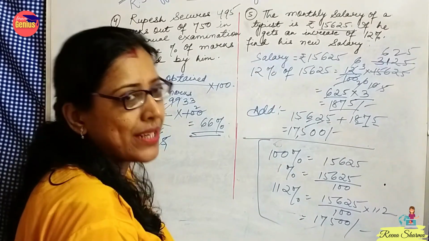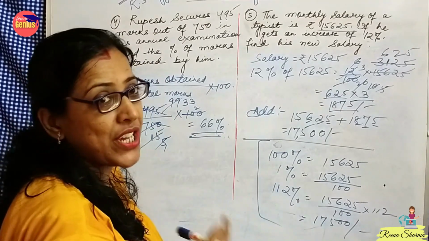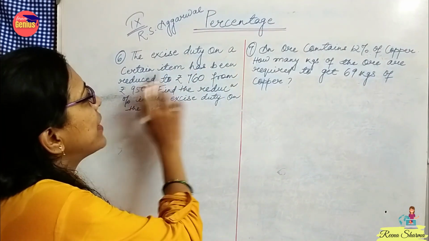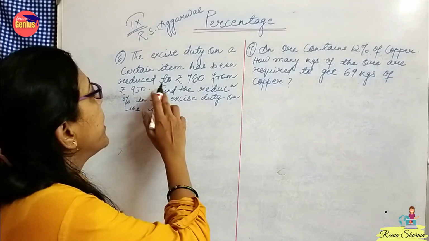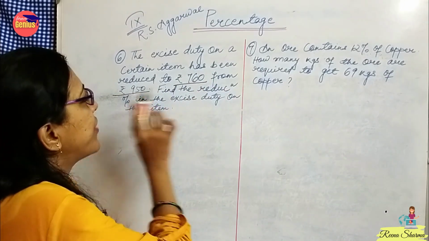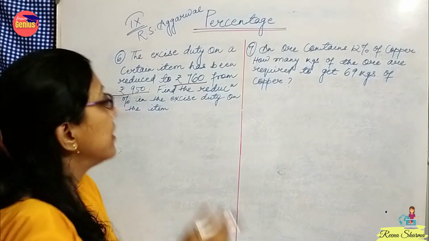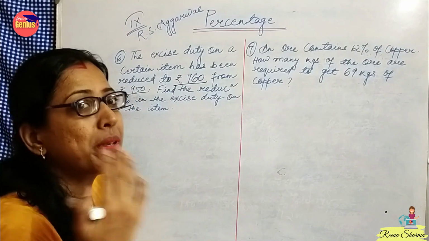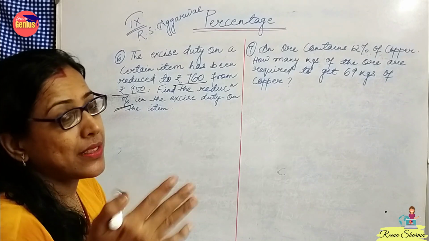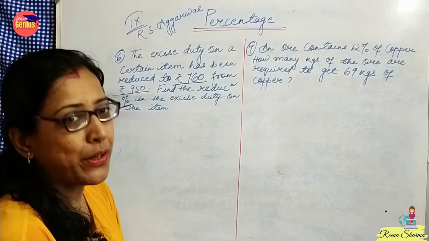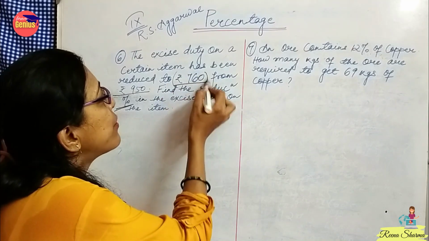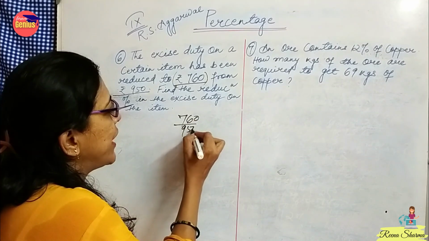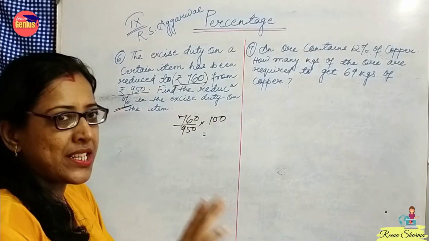Now let's see some more examples related to class 9, which are very common questions. See, the excise duty on a certain item has been reduced to 760 from 950. Find the reduction in the excise duty, in percentage. So I have to find the amount which has been reduced, and what will be the percentage. See how we can apply the thumb rule of the question, like marks obtained by total marks. A lot of times students write 760 by 950 into 100 and whatever answer is coming is the answer.